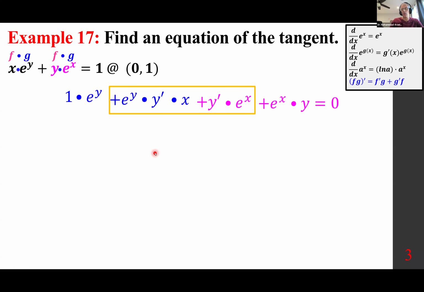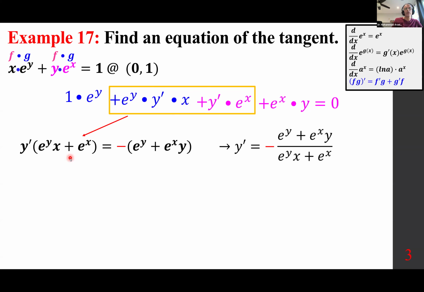These two, we take out the y prime, and when we take out the y prime, it becomes e to the power of y times x, plus this is e to the power of x. This one and this one, both of them go to the other side. We put a negative sign in front. We divide by this parentheses, and there you have it.